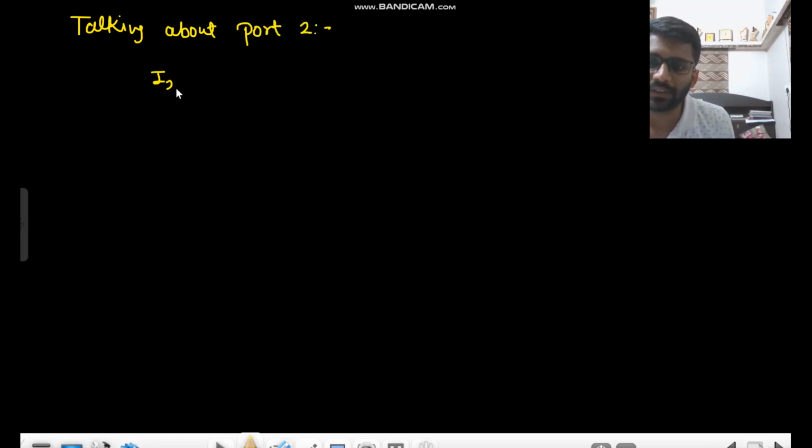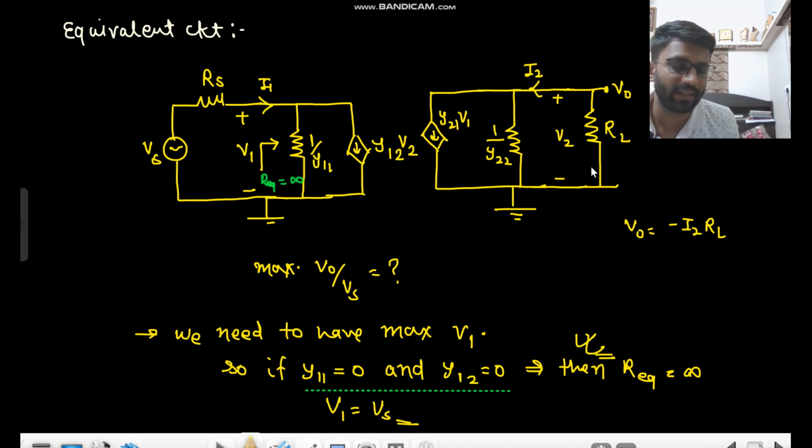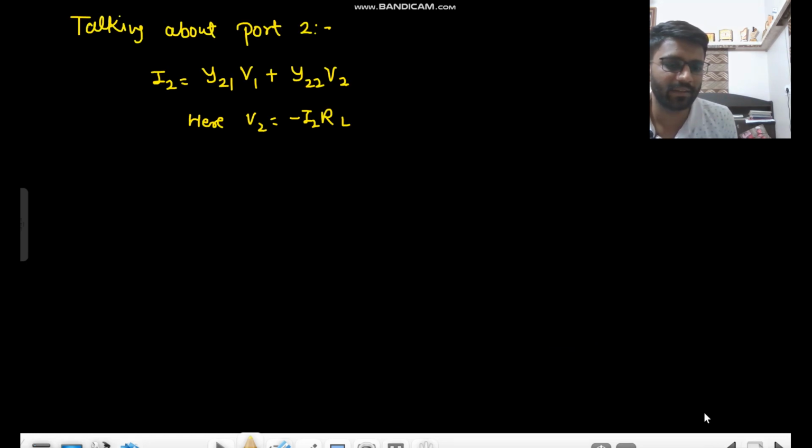So for port 2, this is the equation: I2 equals y21 v1 plus y22 v2. Here, what is v2? v2 is minus I2 into RL, right? So put minus I2 into RL here. So it would be I2 equals y21 v1 minus y22 RL I2, right?